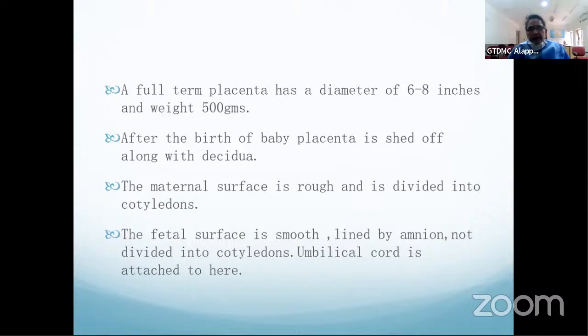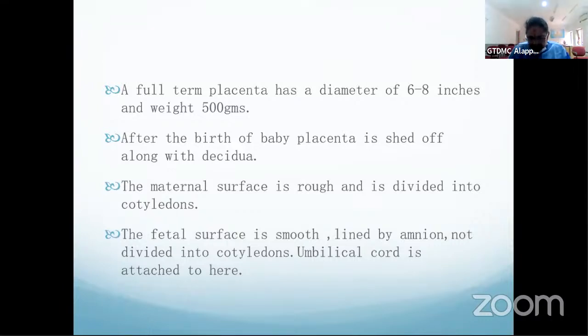Then after the birth of the baby, the placenta is shed off, and there are many methods of placental separation. The clinical aspect is that sometimes the placenta becomes adherent and doesn't come out after delivery, requiring manual removal of the placenta. Sometimes it is morbidly adherent and you have to do a hysterectomy for that patient, mainly in cases of previous cesarean section. So the placenta is very important, and the attachment is very important.